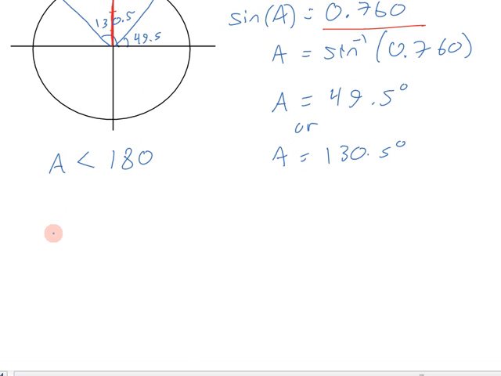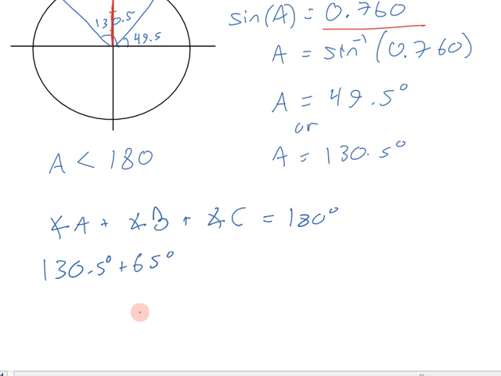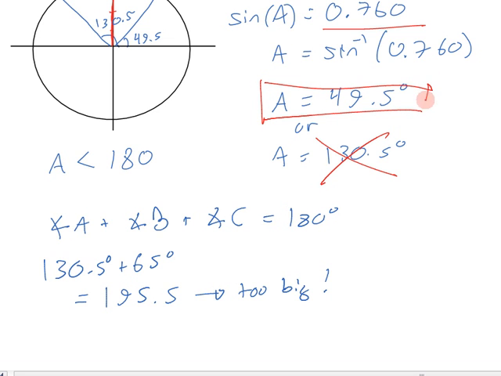Now, like we said before, the sum of all the angles in the triangle must be 180 degrees, which means that angle A plus angle B plus angle C should be 180 degrees. But we already know angle B. Angle B was 65. And angle A we're proposing is maybe 130.5 degrees. If that's true, 130.5 and 65 together gives us 195.5, which is too big. It doesn't leave any room for angle C to sum up to 180 degrees. And so we can throw away 130.5 as a solution and leave only 49.5 as the only possible solution for angle A.